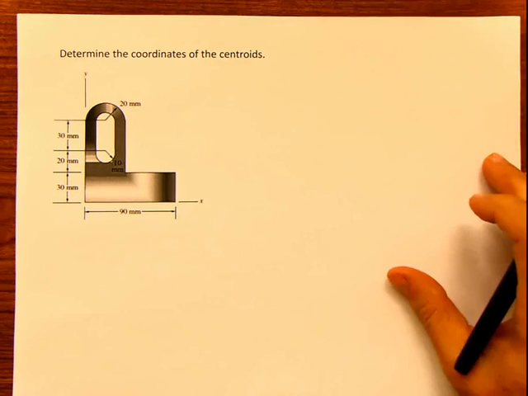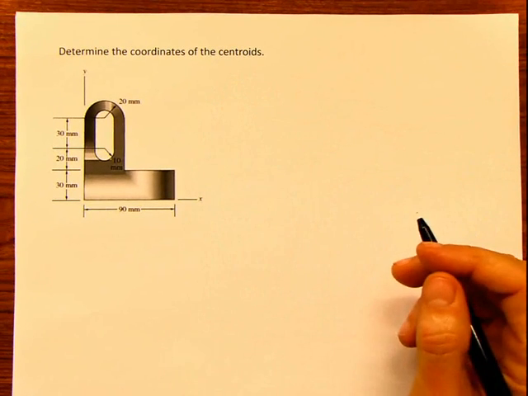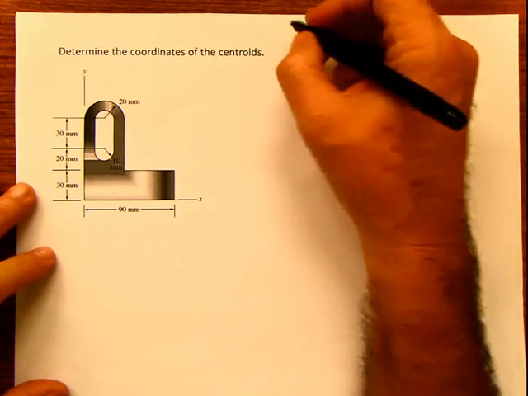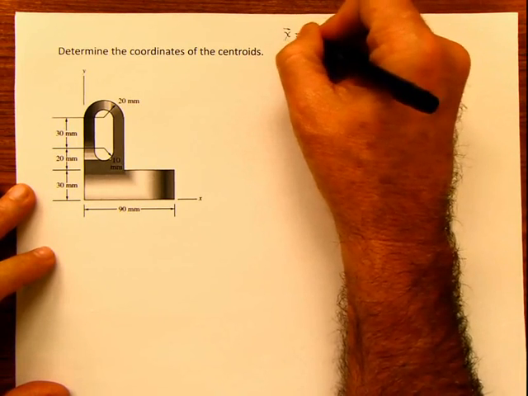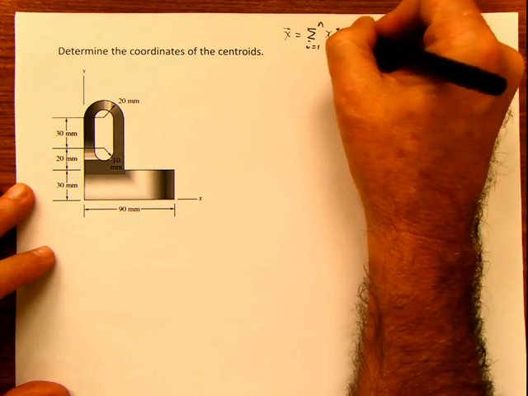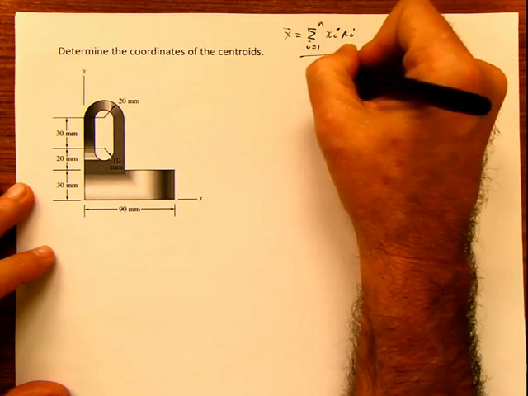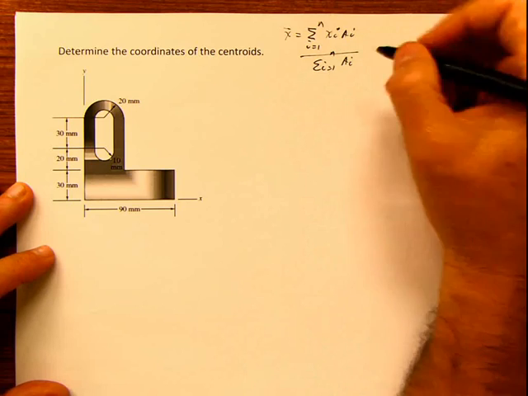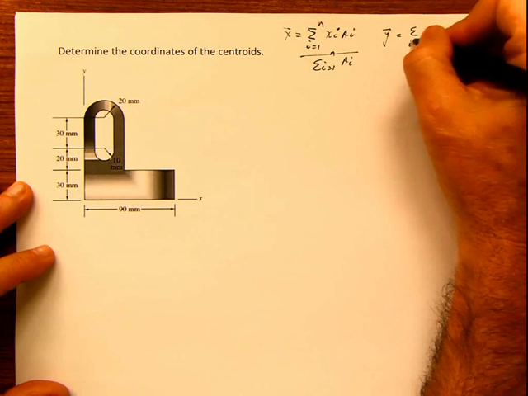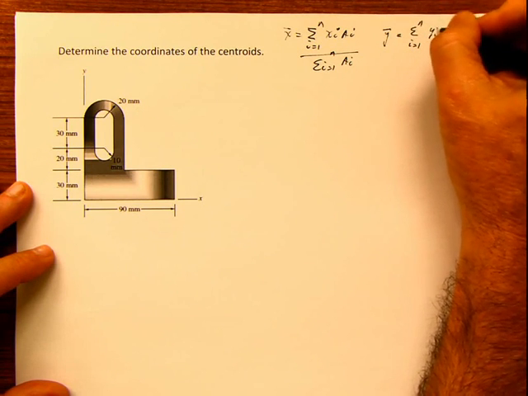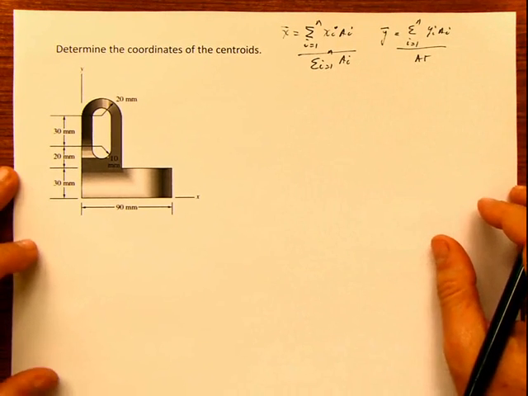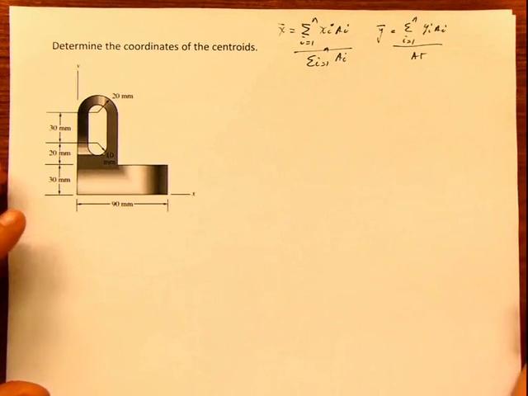Continue with more examples. This example is about determining the coordinates of the centroids of areas, and all these problems are solved basically in the same way. Remember our equations: x bar equals the summation from i equals 1 to n of xi ai divided by the summation from i equals 1 to n of ai. The same applies for y bar. We are in 2D, so the summation from i equals 1 to n of yi ai divided by the total area, which is the summation of the individual areas. It is a weighted average of the centroids, in other words.